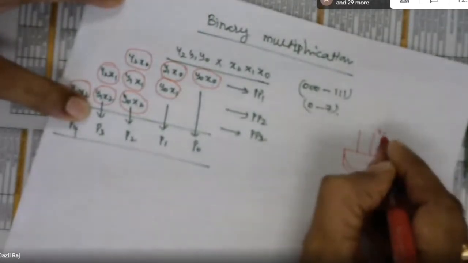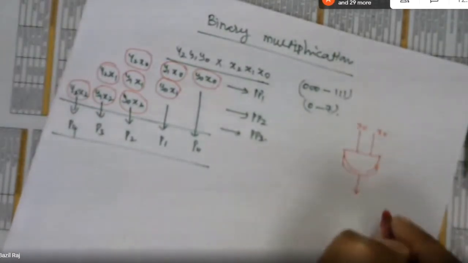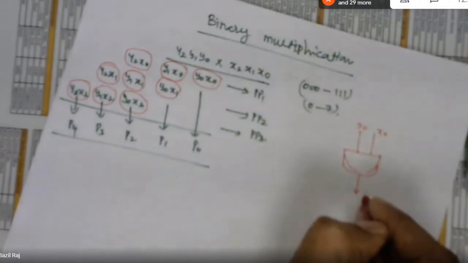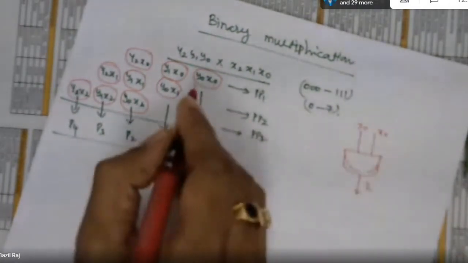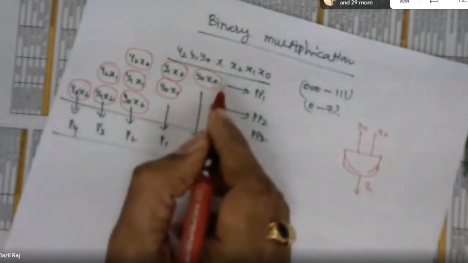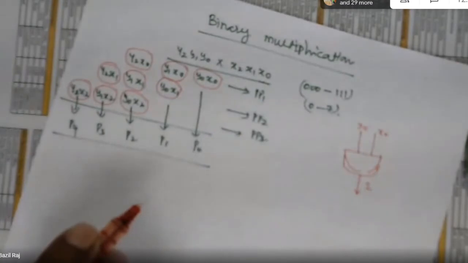So x0 is passed here, y0 is passed here. If x0 is 0, then the result will be 0, or if y0 is 0, the result will be 0, right? Or if both are 1, the result will be 1. So all these partial product multiplications will be done by AND gates.